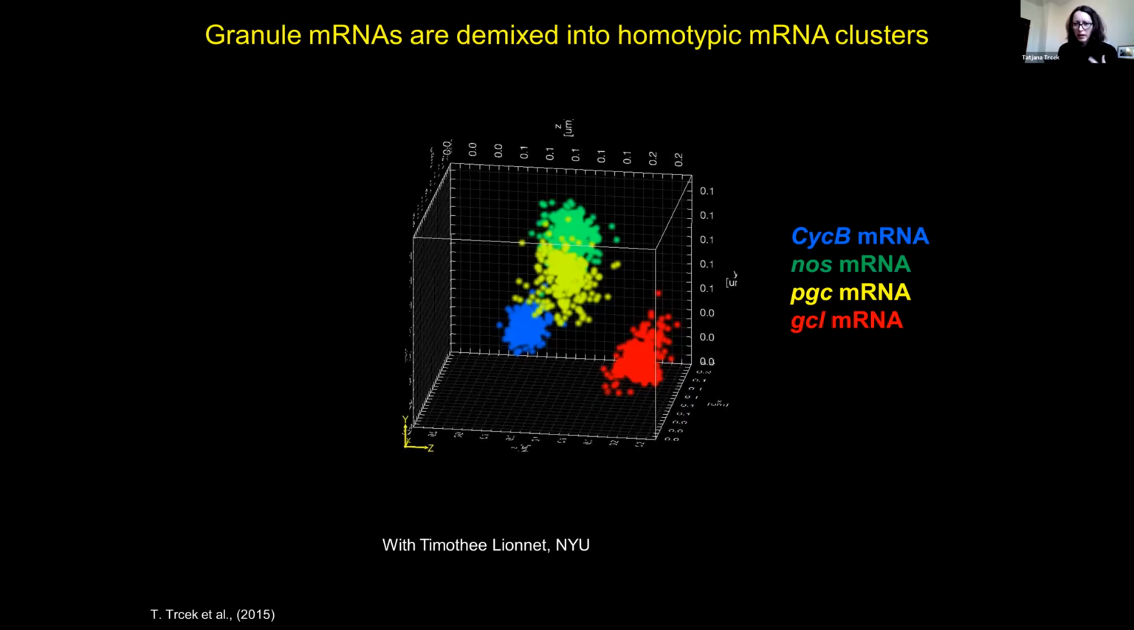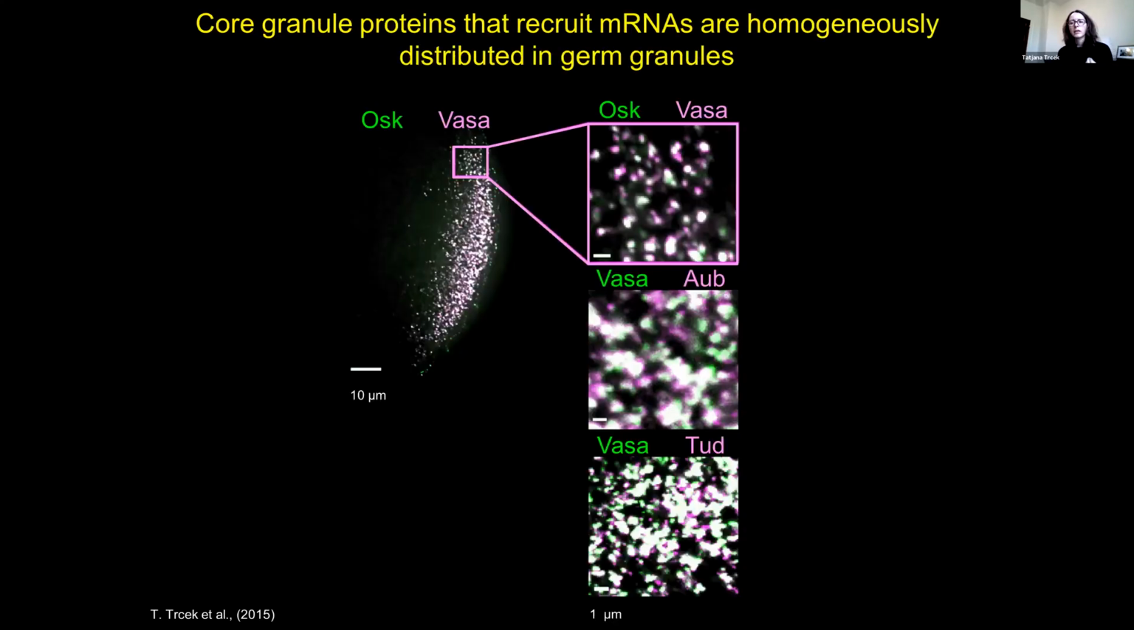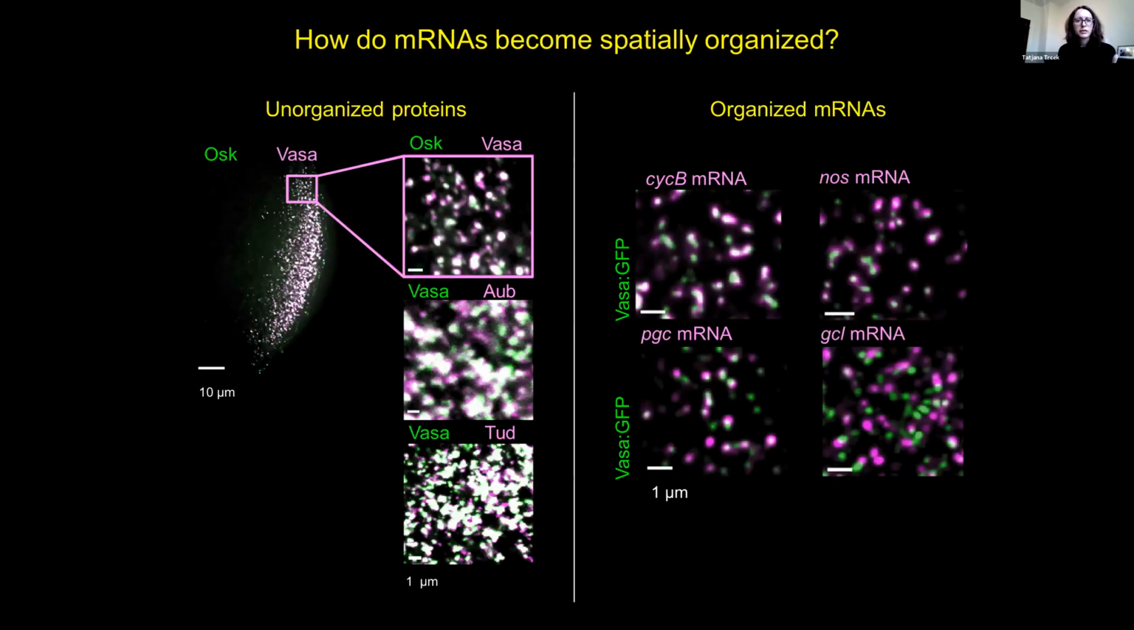But what was really surprising was that when we looked at core granule proteins, Oscar, VASA, aubergine, and Tudor, these are the proteins that arrive at the posterior first, make the granule, and recruit all other components directly or indirectly, including mRNAs. These proteins in turn were homogeneously mixed. So you can see a lot of white overlap. That was perplexing to us. How was it possible that within this unorganized protein environment, you get these mRNA clusters that are so highly spatially organized? And this is what we wanted to pursue.